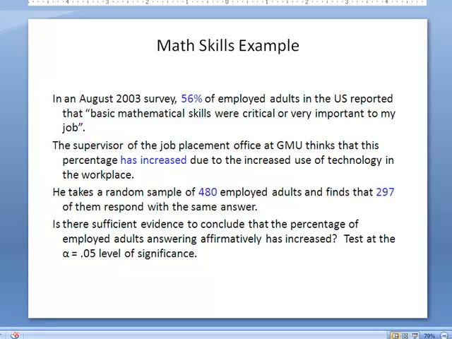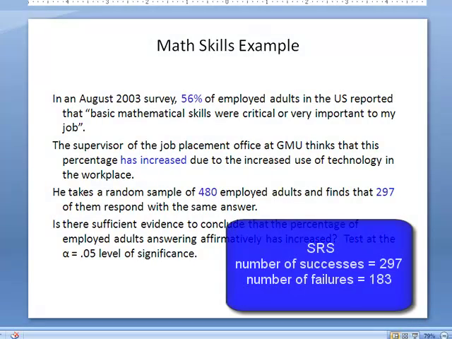In an August 2003 survey, 56% of employed adults in the U.S. reported that basic mathematical skills were critical or very important to my job. The supervisor of the job placement office at GMU thinks that this percentage has increased due to the increased use of technology in the workplace. He takes a random sample of 480 employed adults and finds that 297 of them respond with the same answer. Is there sufficient evidence to conclude that the percentage of employed adults answering affirmatively has increased? Test at the 0.05 level of significance.